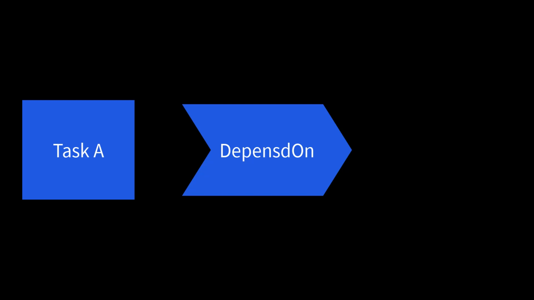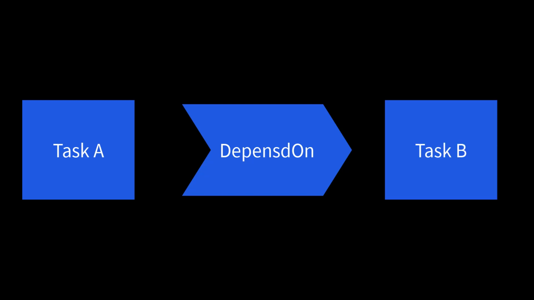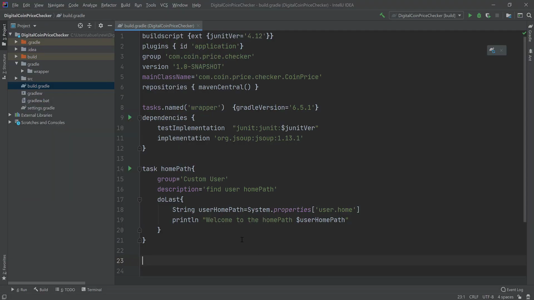In this lesson, we are going to explain when and how the Gradle task depends on another one. In many cases, you might need to execute a specific task before you execute another one. In our example, let's say we want to execute a task called access granted before we execute the home path. So the home path task will depend on the access granted task.